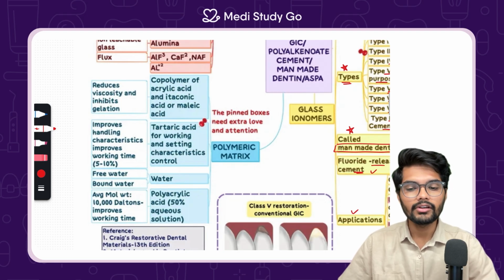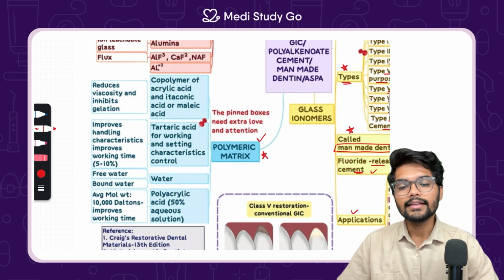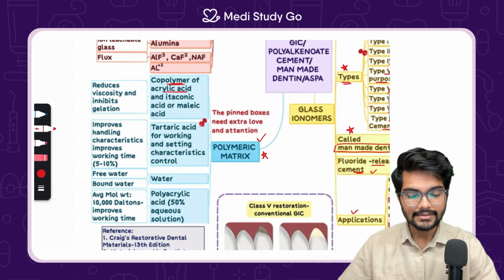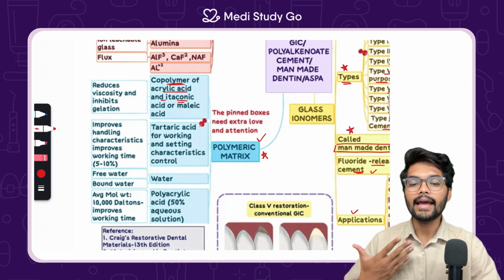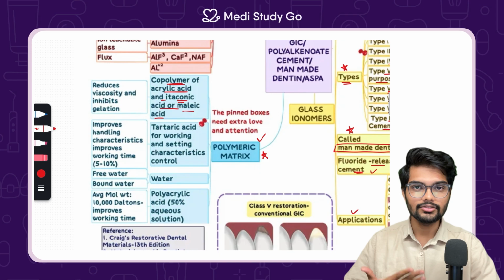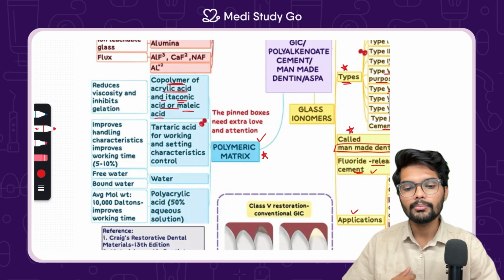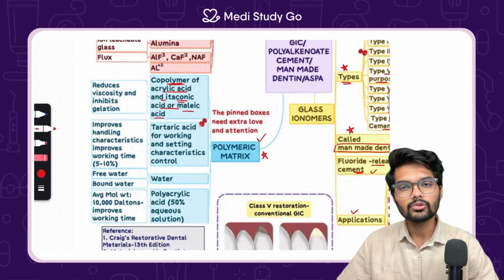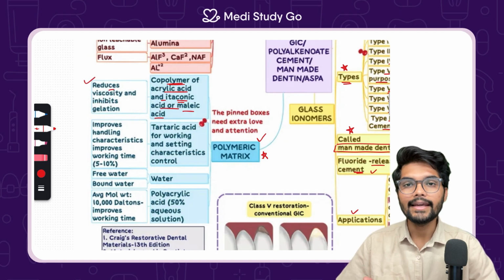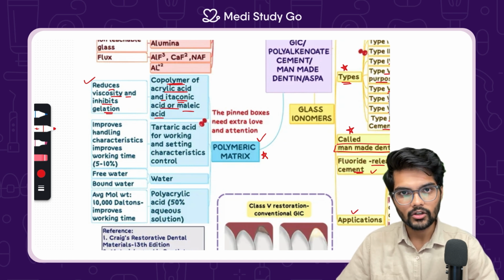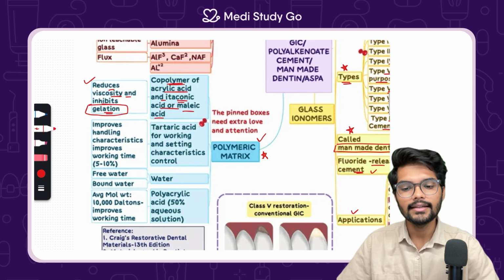Now let us understand about the composition of GIC. So the first thing we are going to understand is about the polymeric matrix. It is basically formed of a copolymer of acrylic acid and itaconic acid or maleic acid. This is the major component of the polymeric matrix, and it is going to reduce the viscosity and inhibit gelation. Gelation is an important concept which we are going to understand in detail soon.